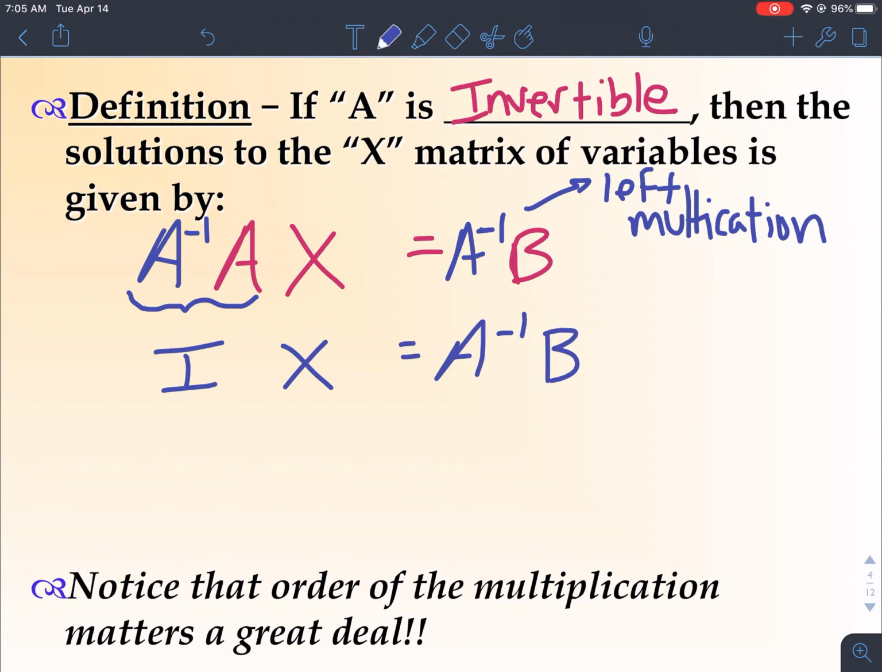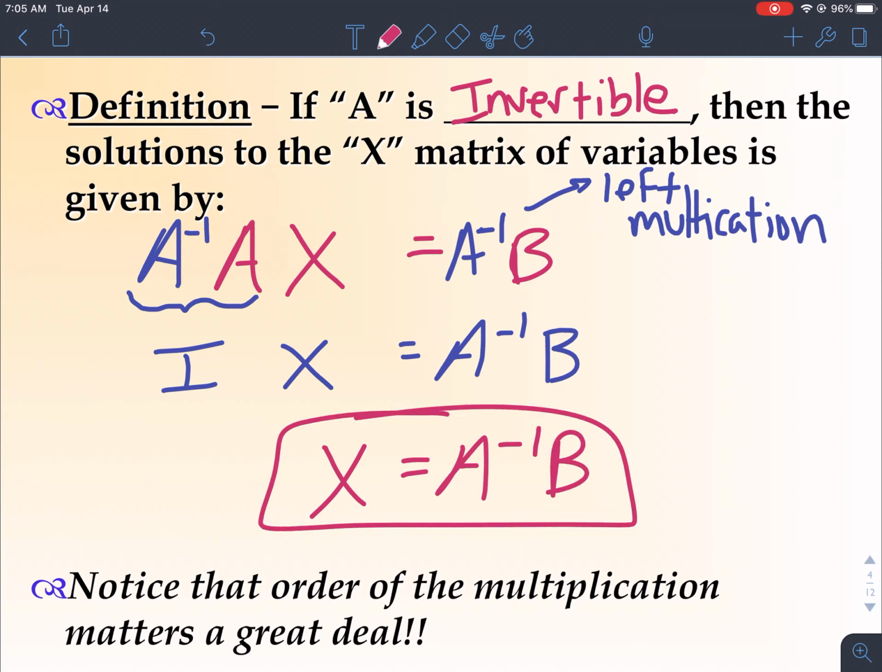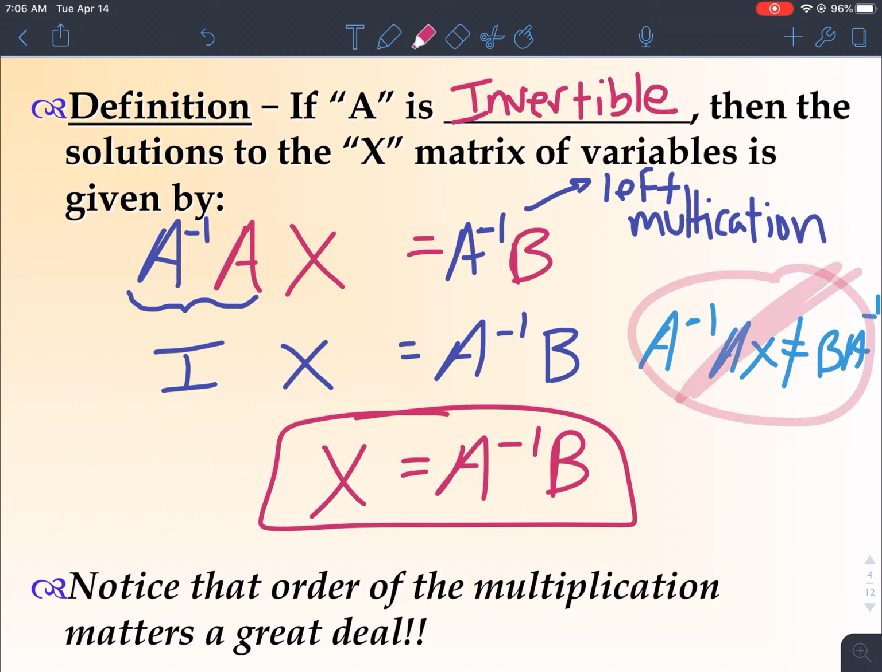The identity matrix multiplied with X will just yield the X matrix. So finally we have this. Okay? Once again, remember that A inverse AX is not equal to B A inverse. No good.